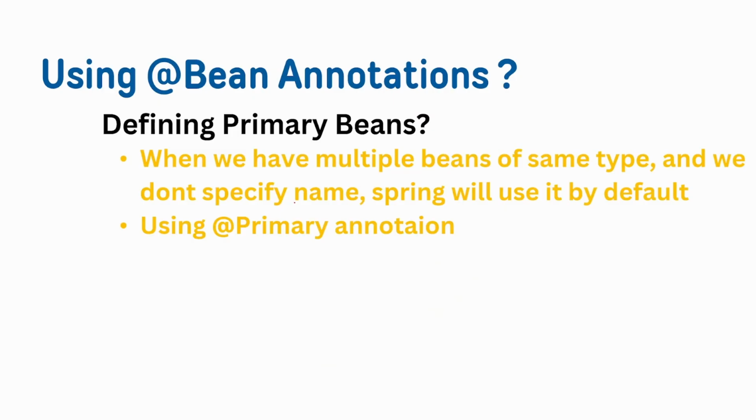Now let's see how we can define the primary beans. And what are primary beans? Primary beans are used when we have multiple beans of the same type and we don't specify any name. Spring will use it by default using the primary annotation. So how can we define the primary?